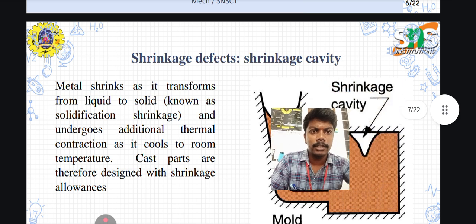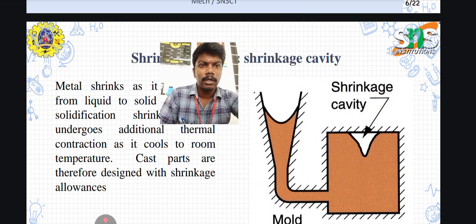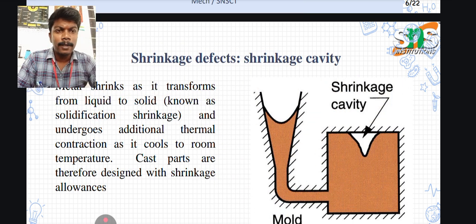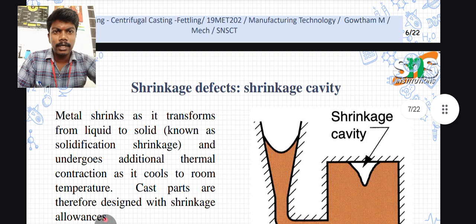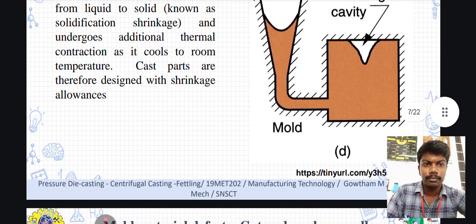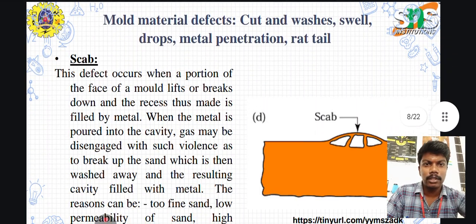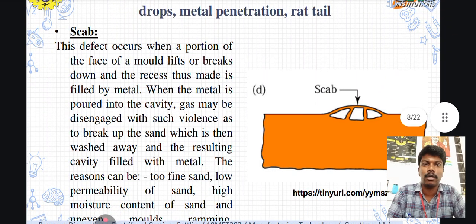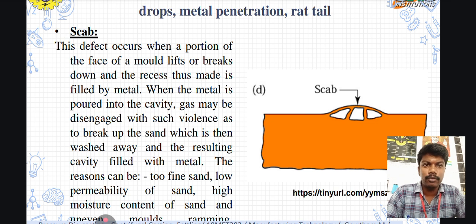Next one is shrinkage. In shrinkage we see a cavity. Metal shrinkage is the transformation from liquid to solid, which is known as solidification shrinkage, and it is a property of molten metal. Some defects occur when a portion of the face of the mold lifts or breaks down and the recess thus made is filled by metal.